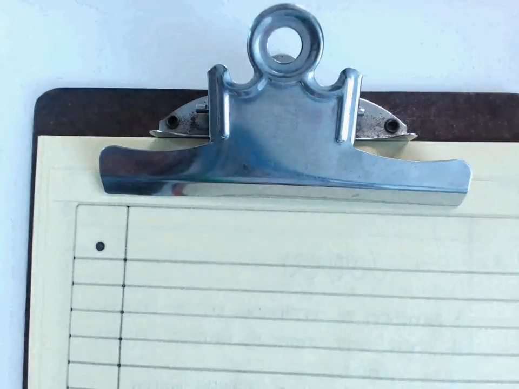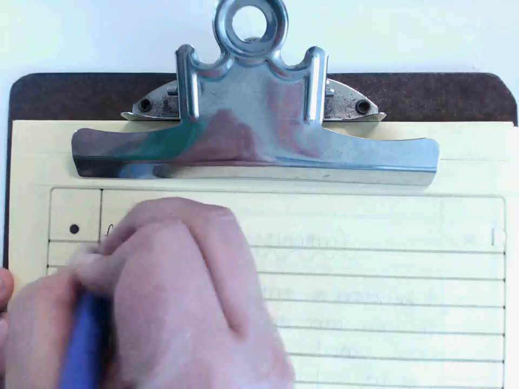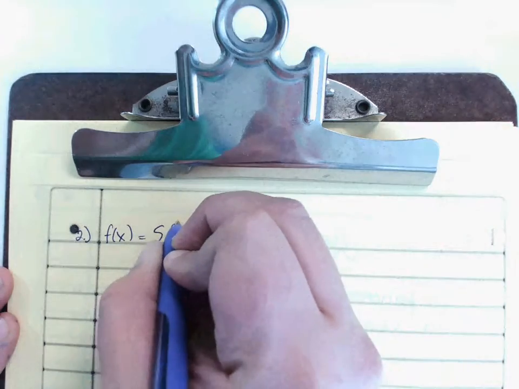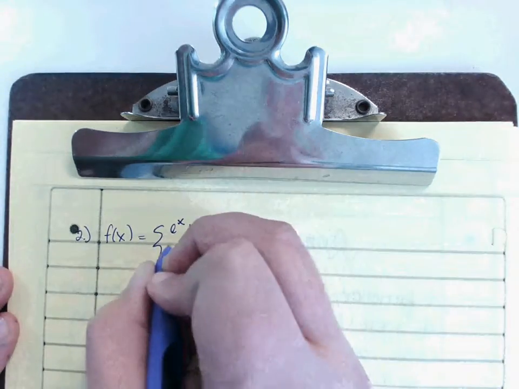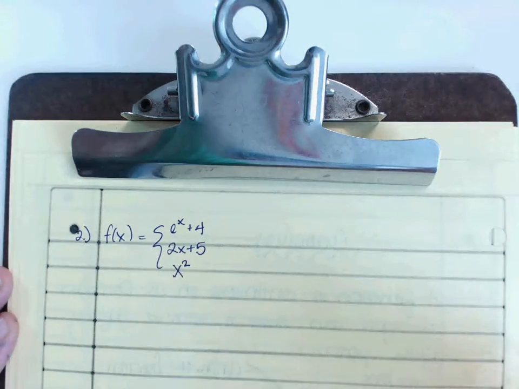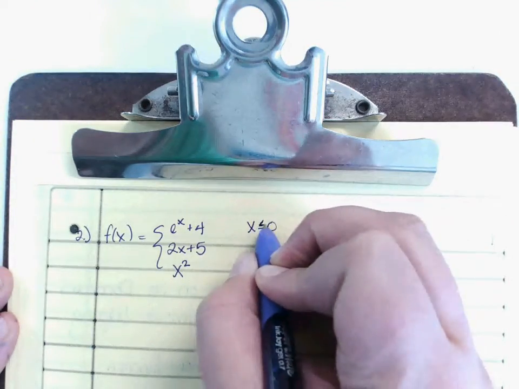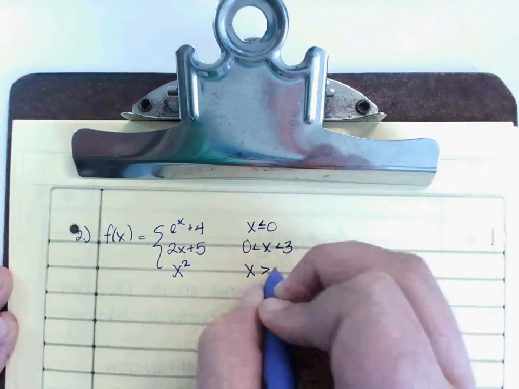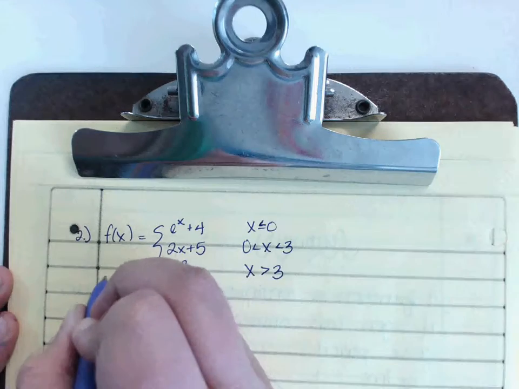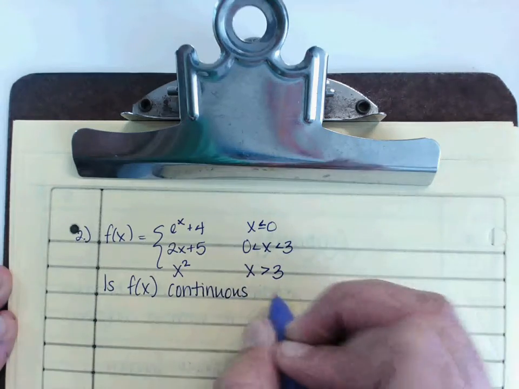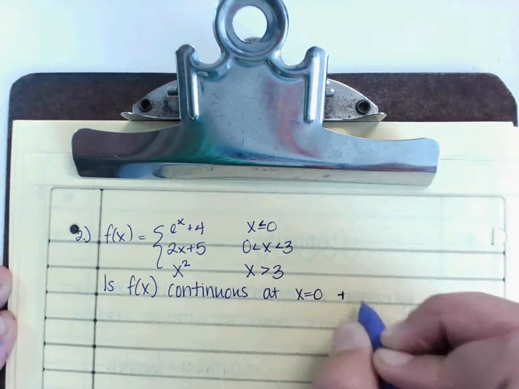Okay, so next one. We're going to do a 3-part piecewise. This is number 2. f of x is going to be e to the x plus 4, 2x plus 5, and x squared, and we're going to be looking at x less than or equal to 0, 0 less than x less than 3, and x greater than 3. Is f of x continuous at x equals 0 and x equals 3?